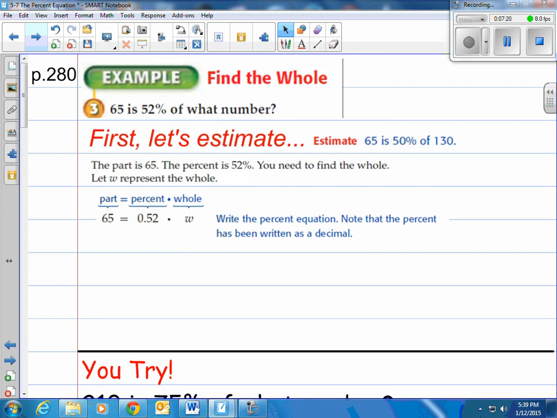Now we solve that. Remember, now we divide by whatever is next to our letter. So we divide by 0.52, which is 52%. And of course, the cancellation of the 0.52 on the right side gives you a W, and then on the left, 65 divided by 0.52 on my calculator gives you 125. So we would say 65 is 52% of 125.